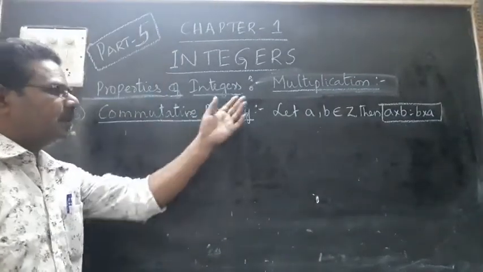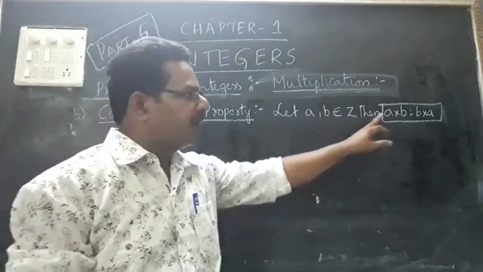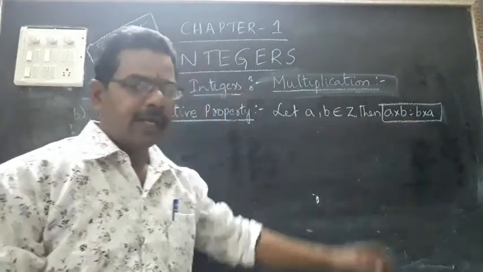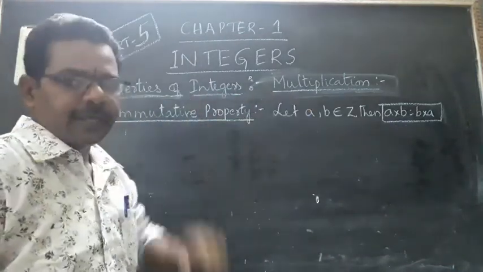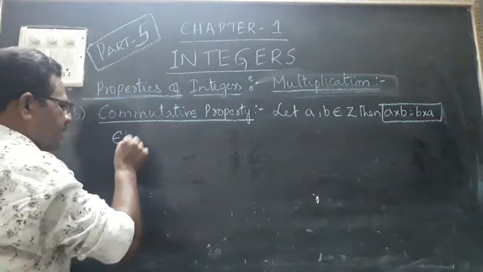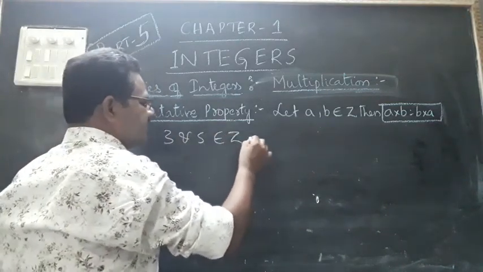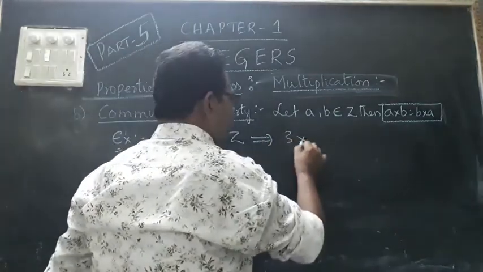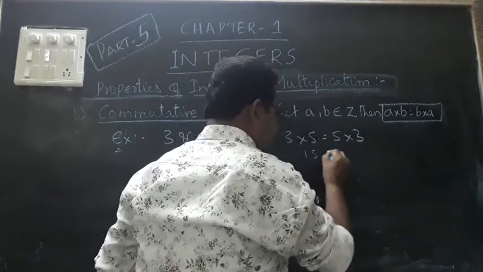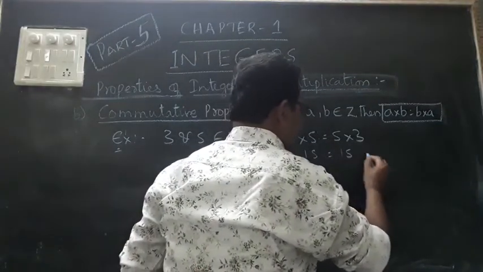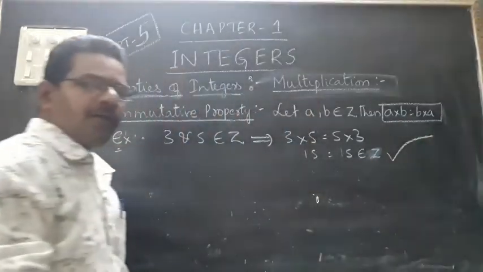The second property in the multiplication, commutative property. If you take any two integers A and B, A into B is equal to B into A. If it satisfies, we can say commutative property is following under multiplication. For this we can take an example. 3 and 5 belong to the set of integers. Then 3 into 5 is equal to 5 into 3. 3 5s are 15 is equal to 5 3s are 15. So this also belongs to the set of integers and it is following.